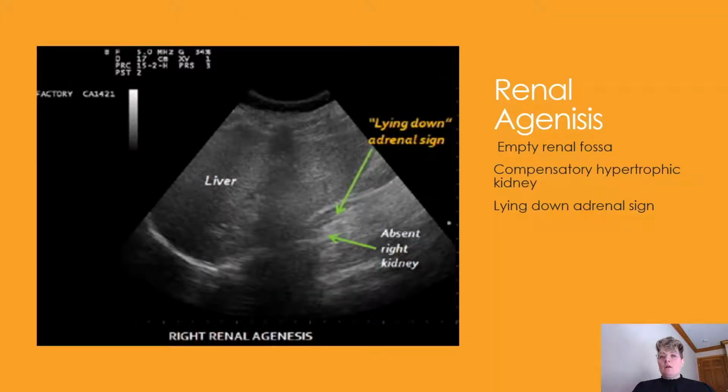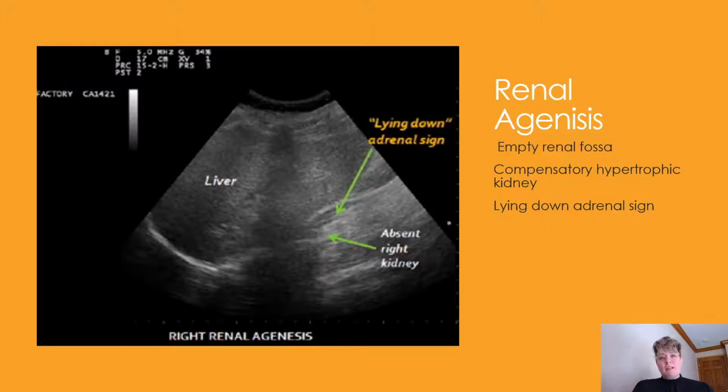There are a couple things that we will want to look for with renal agenesis. If the patient knows that they don't have that other kidney, they probably have had previous imaging, maybe a CT, maybe another ultrasound. So always make sure that you're looking at previous ultrasounds and imaging to get that history on your patient.